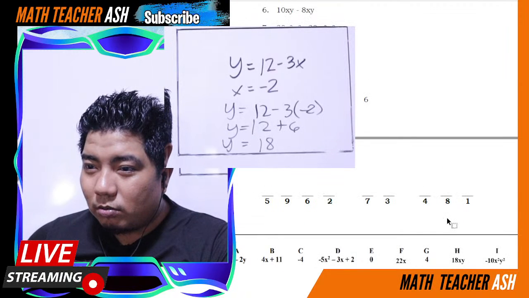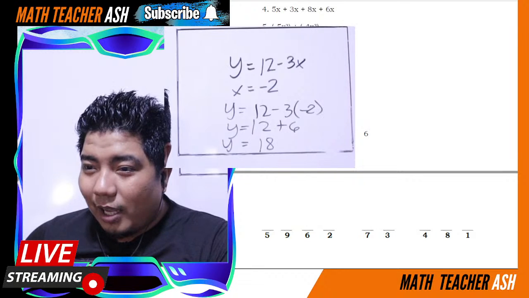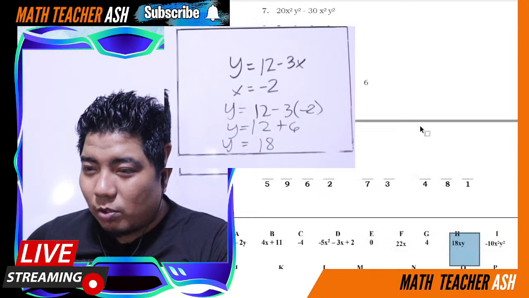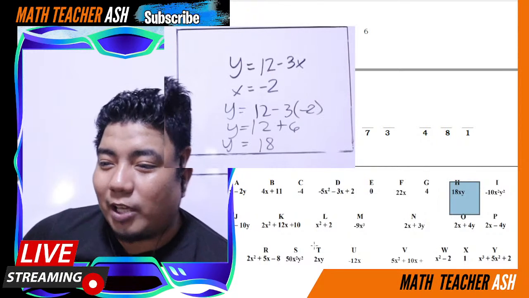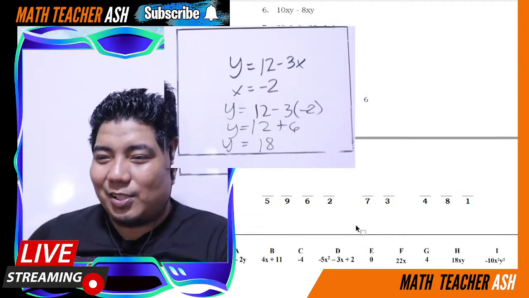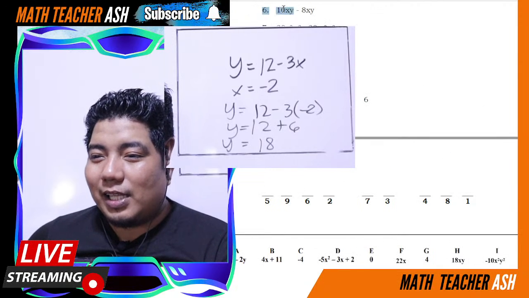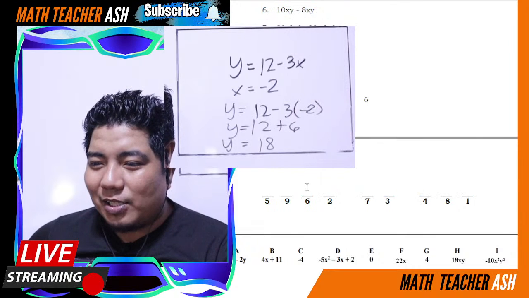Why 18xy here? It's 10 minus 8xy. Not 18xy, it's 2xy. Oh my God. There, 2xy. Letter T. So, this is number 6, right? So where is number 6 here? You put letter T here.